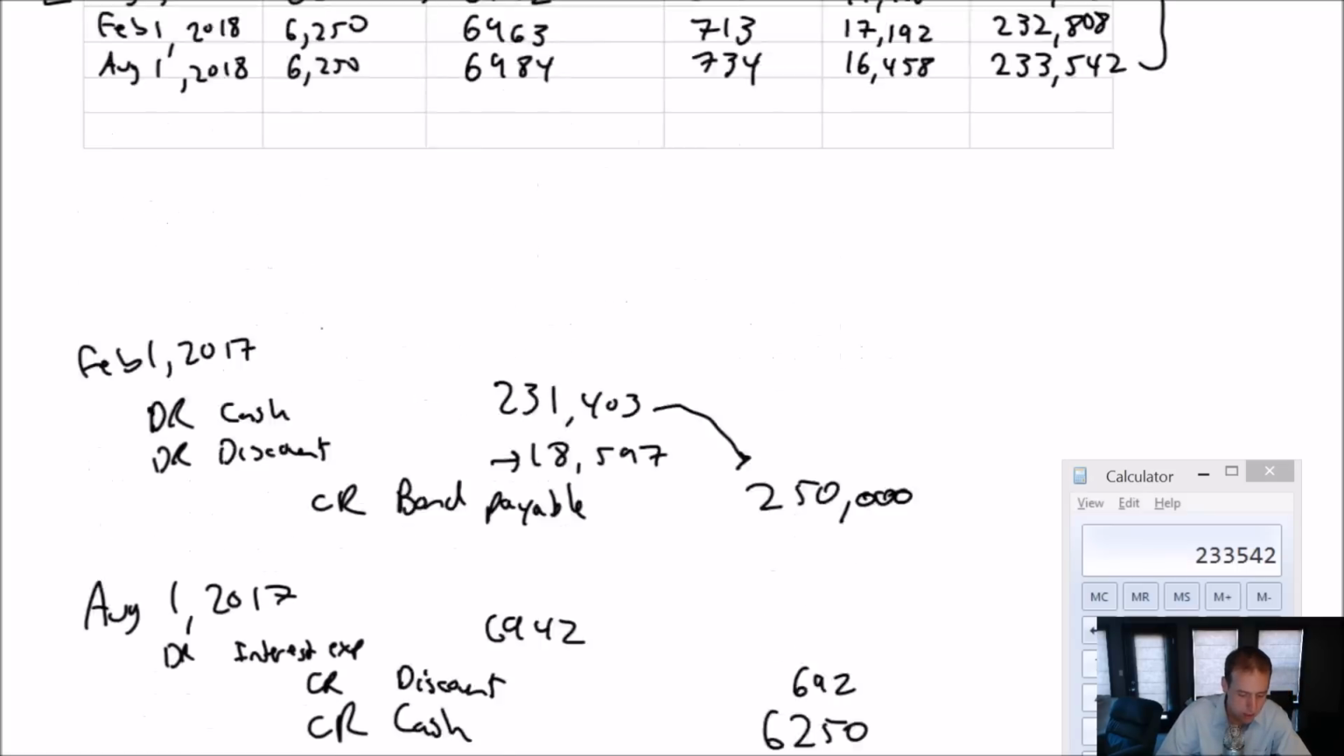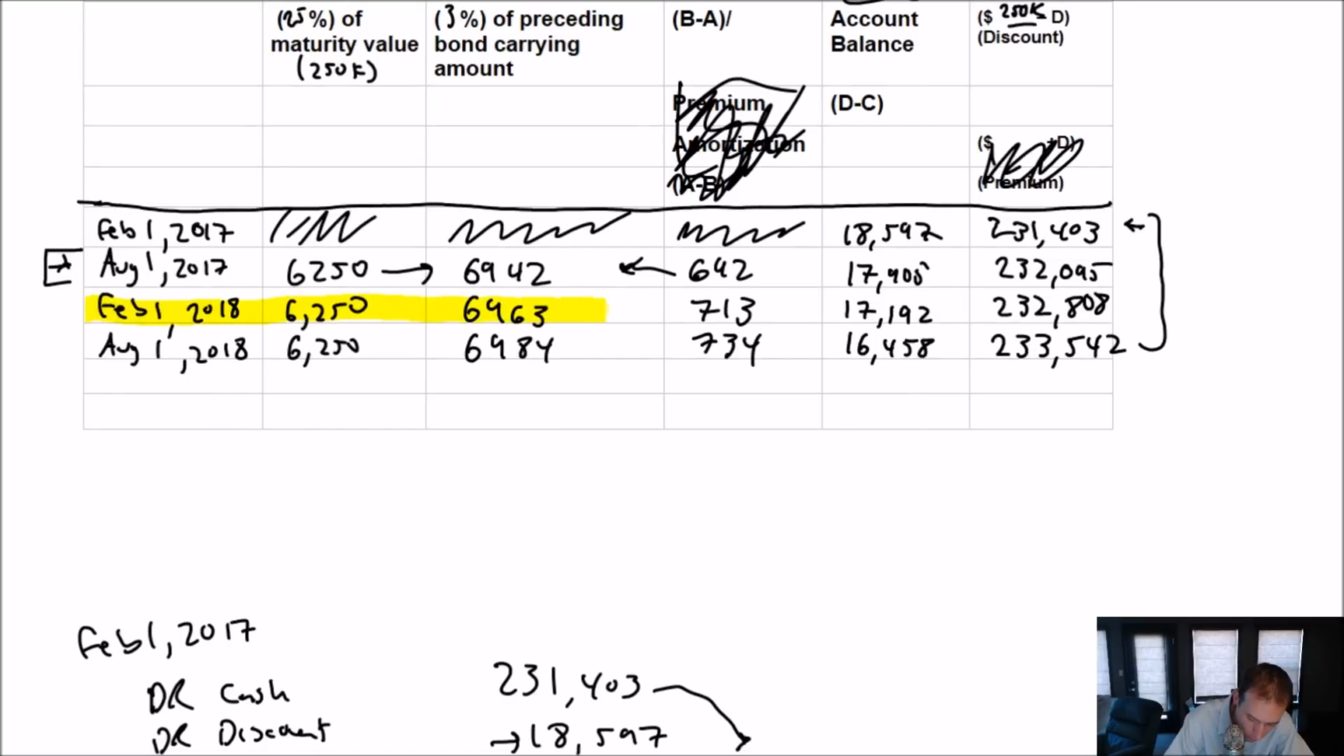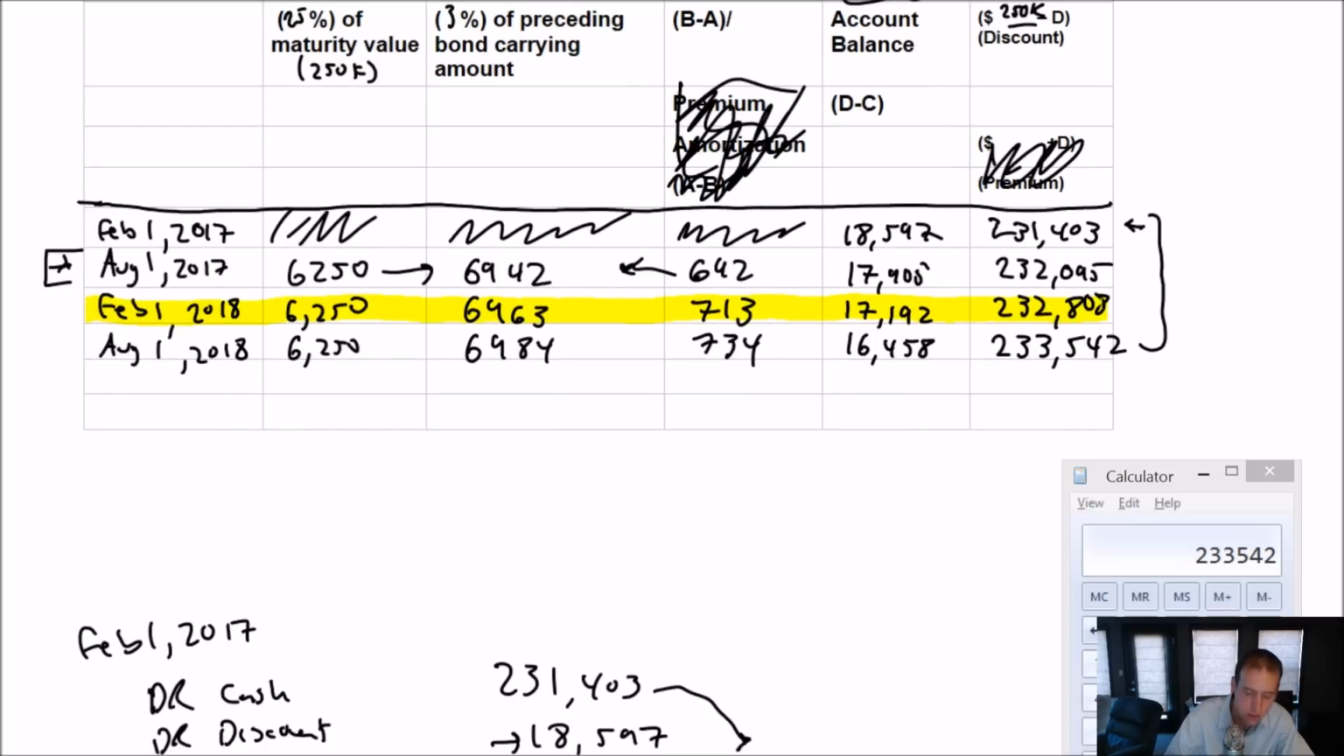So you'll notice it's nowhere on this table. We've already dealt with February 1st and August 1st. I'm going to highlight what we're looking at now. We're looking at this February 1st row. That's the row we're concerned with now.